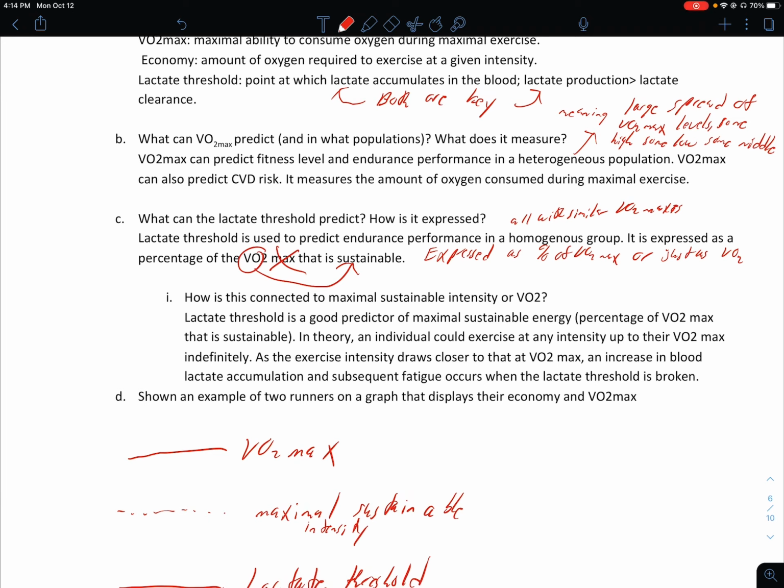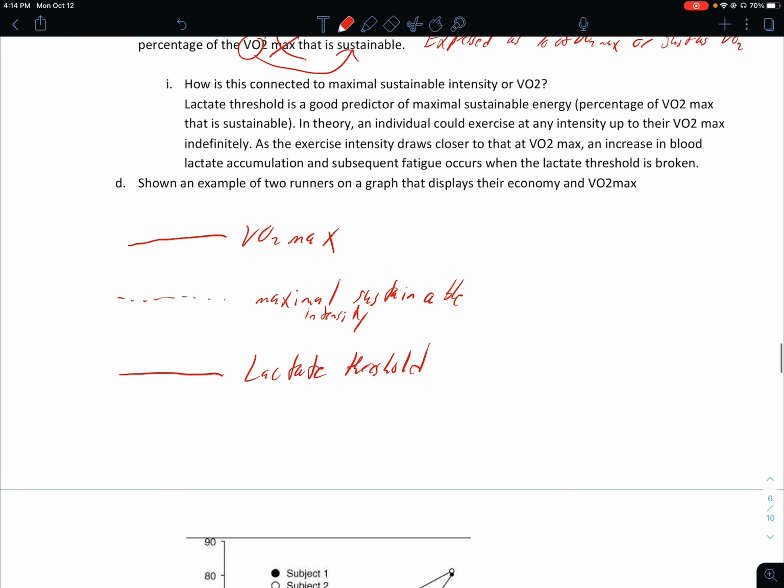That's not their VO2 max. It's a sustainable VO2. Okay. All right. So yeah, and you said lactate threshold is a good predictor of maximal sustainable energy, or percentage of VO2 max that is sustainable. Perfect.